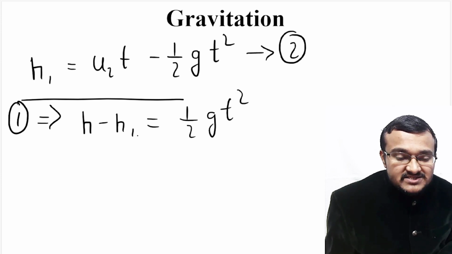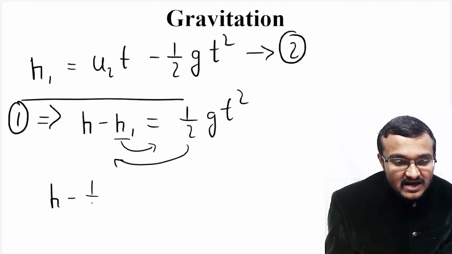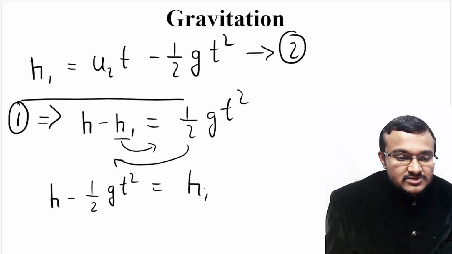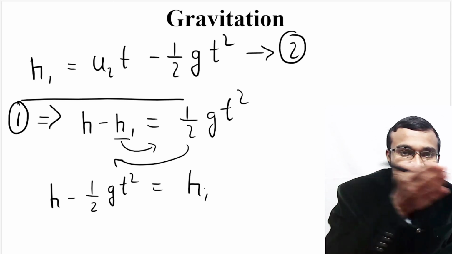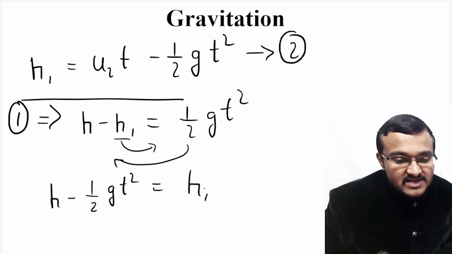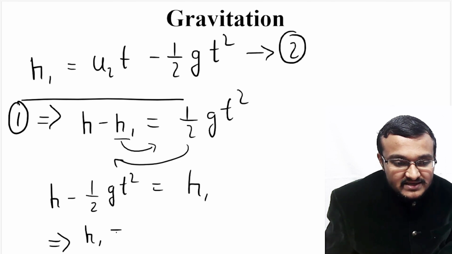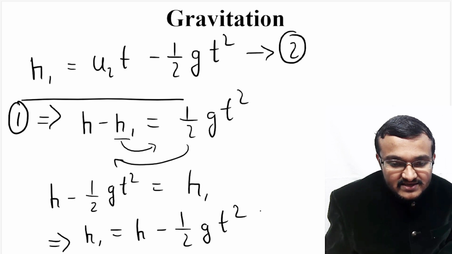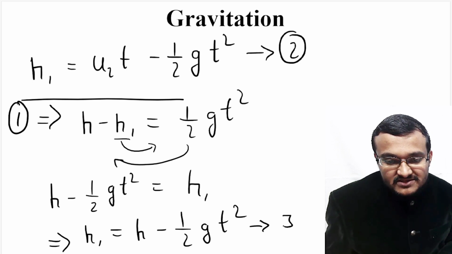Here in this first equation we will take this h1 to RHS and this particular term to LHS. Then h minus half gt square is equal to h1, because minus h1 when it comes to RHS becomes plus h1, and plus half gt square when it is brought to LHS becomes minus half gt square. So that means we are getting the equation h1 is equal to h minus half gt square. Let us call this equation 3.